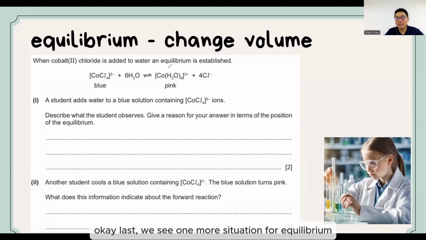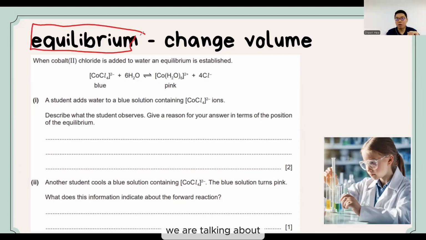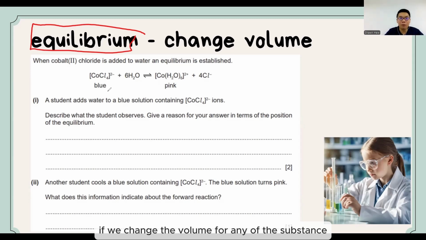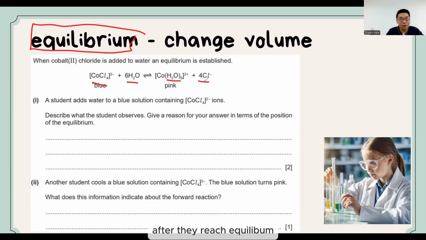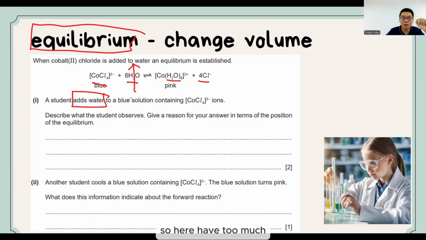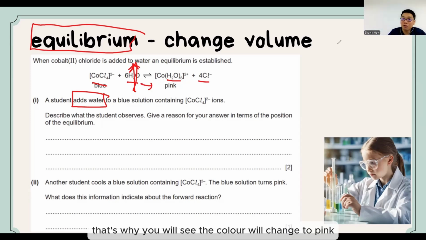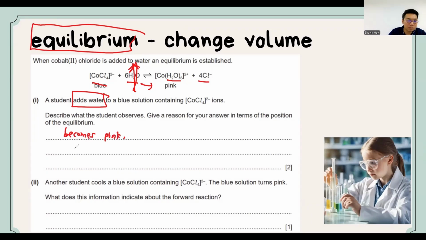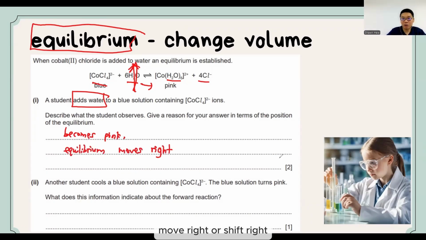Okay, last we see one more situation for equilibrium. We are talking about changing the volume of any of the substances after they reach equilibrium. Will it disturb the equilibrium? Yes. For example, in this question they add water to this solution. What is the observation that you see? If the volume of H2O increases, it disrupts the equilibrium. So here there is too much, that's why it will tend to shift to the right. That's why you see the color change to pink. Move right, or shift right.